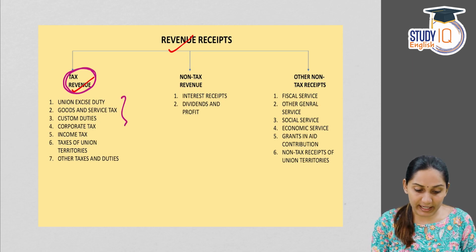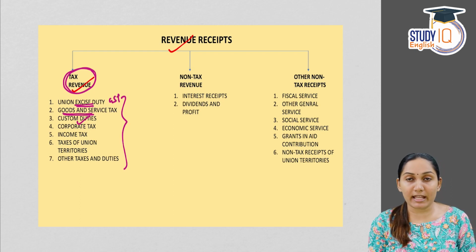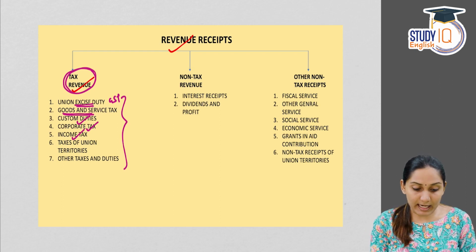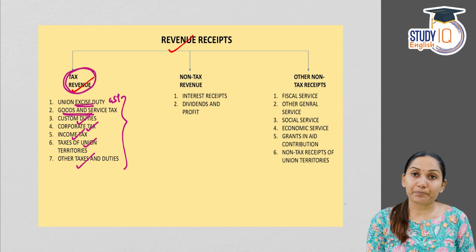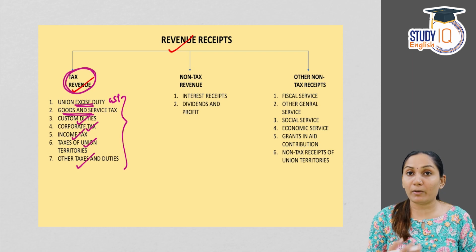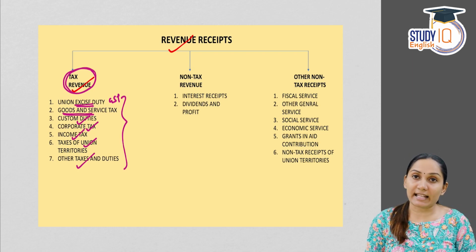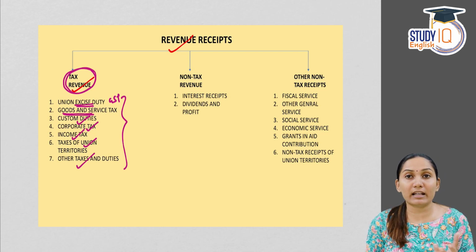Now, examples of tax revenue: union excise duty, then goods and services tax, that is GST, customs duty on import and export of commodities, corporate tax on the profit of corporates or companies, income tax on the personal income of individuals, taxes of union territories, and other taxes and duties. These are all examples of tax revenue. From these examples, you understand that tax revenue refers to the revenue that the government gets by collecting or levying taxes from the public. That is tax revenue. So a major source of revenue for the government is tax.